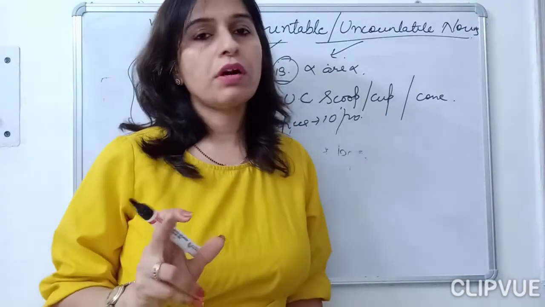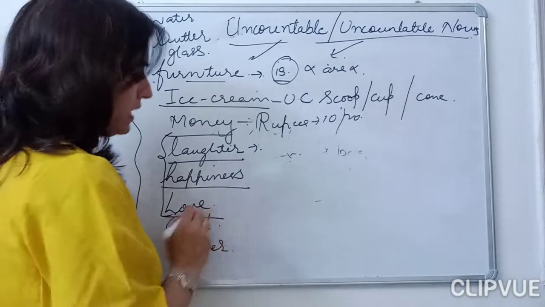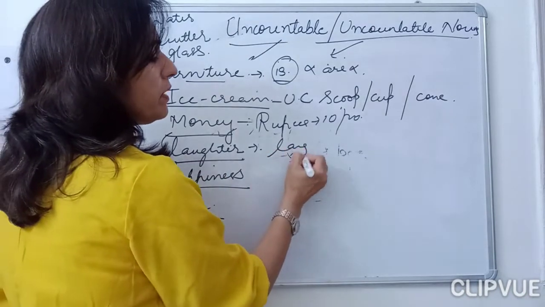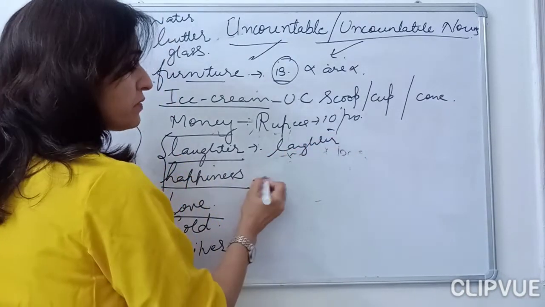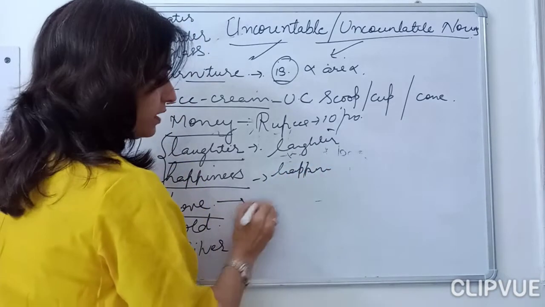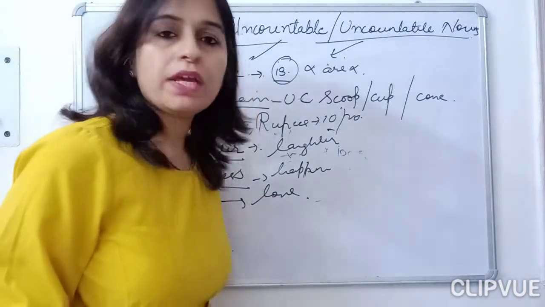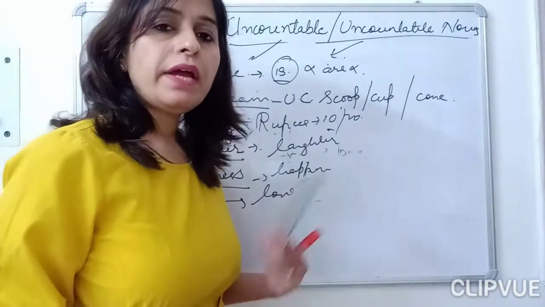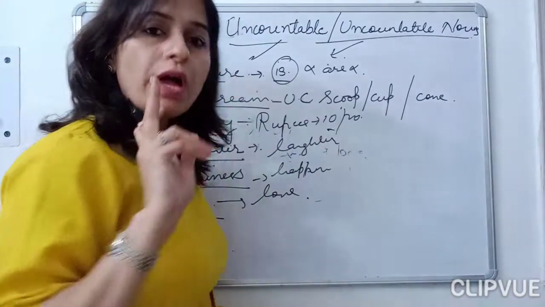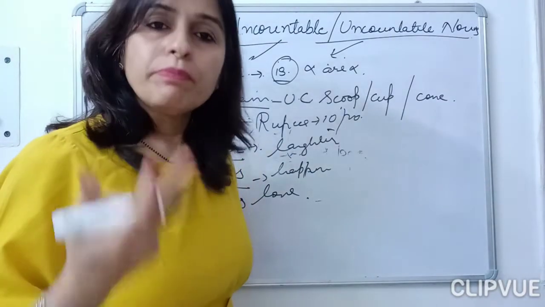You cannot count the abstract nouns. They all remain like this only. So it will remain laughter, this will remain happiness only, and this will remain love only. My mother loves me a lot. We cannot count that, but it will be an abstract noun only. So abstract nouns do not change into the plural form.